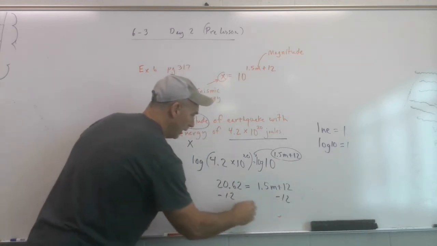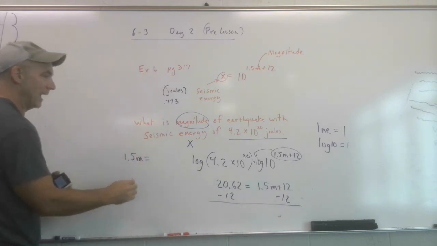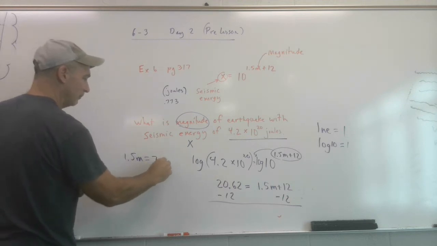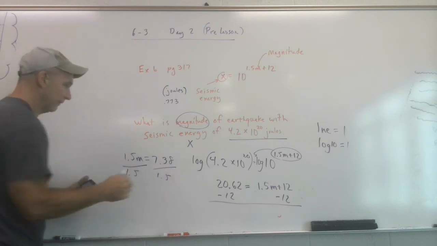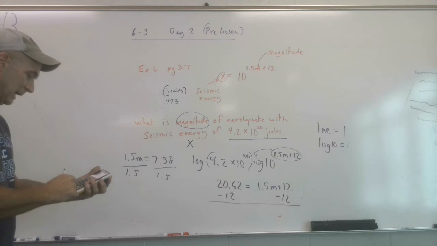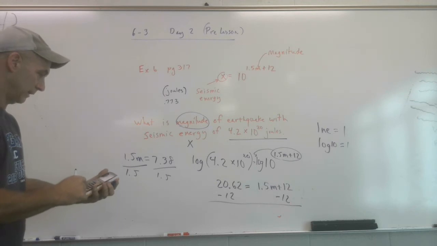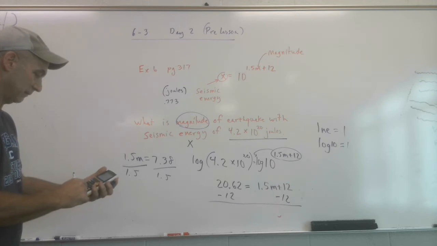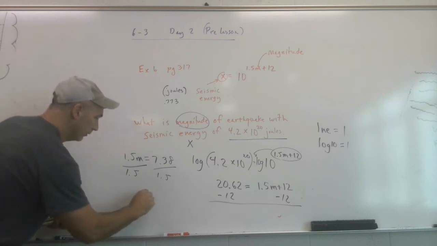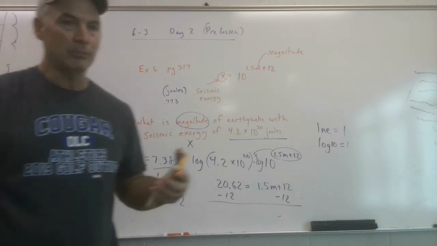Subtract 12, and I'll bring it over here. 1.5 times my magnitude equals 7.38. Divided by 1.5, divided by 1.5. Here we go. 7.38 divided by 1.5, without my glasses. Error. I need my glasses. 7.38 divided by 1.5. 4.92. So the magnitude would be a 4.92 magnitude on the Richter scale.